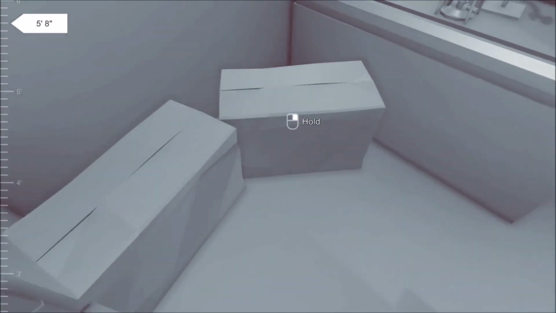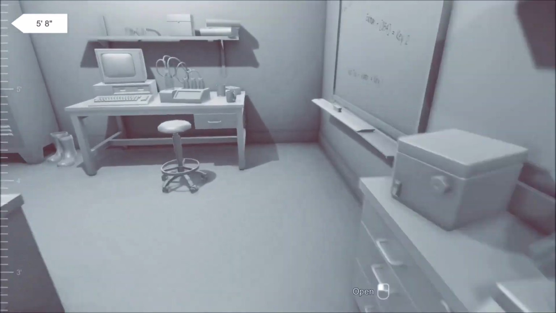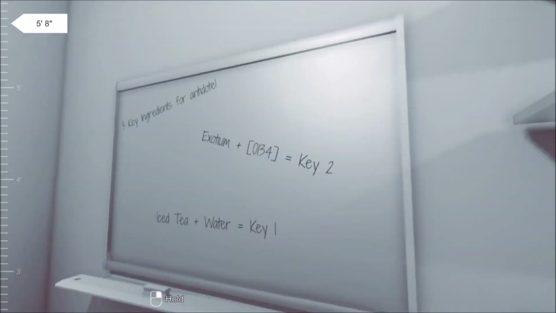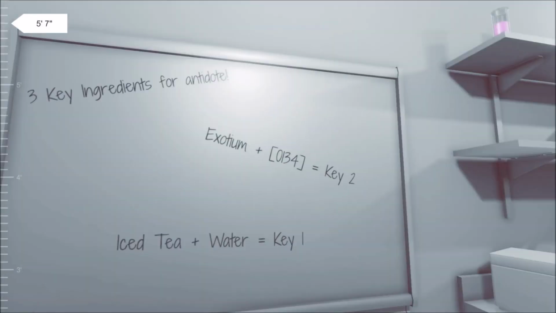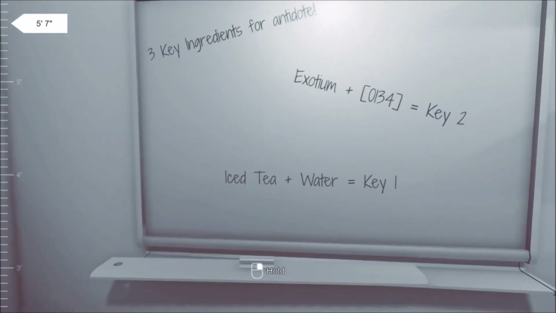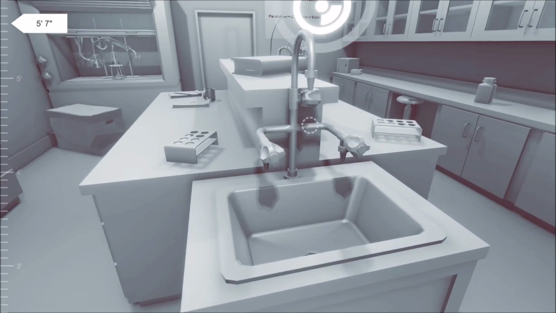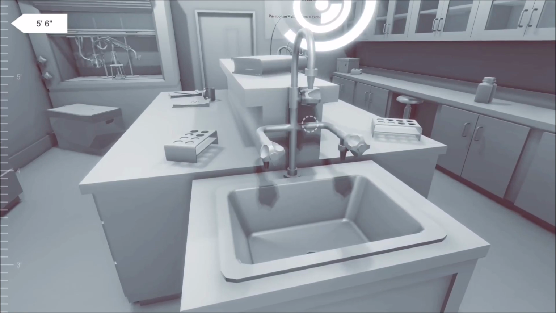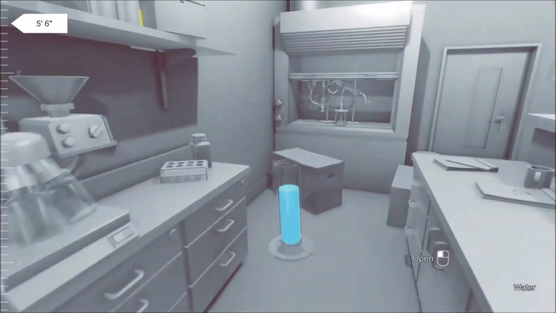Okay. Move out of the way. You're no use. Oh. Three key ingredients for antidote. Exotium. Okay, gets key 2. Iced tea and water, key 1. Okay, so get water. Okay, pick it up, and I'm going to put it in here.